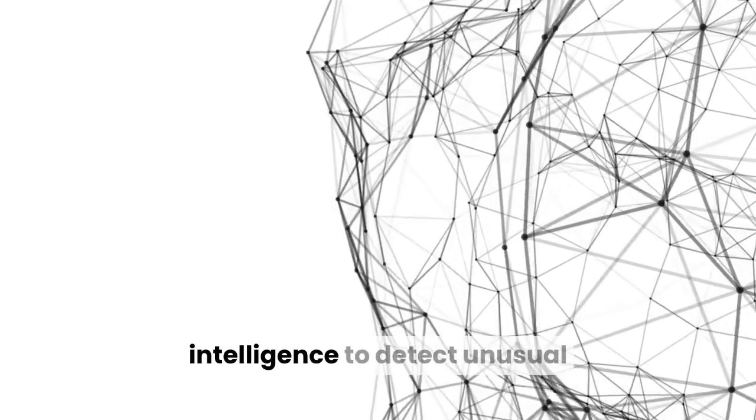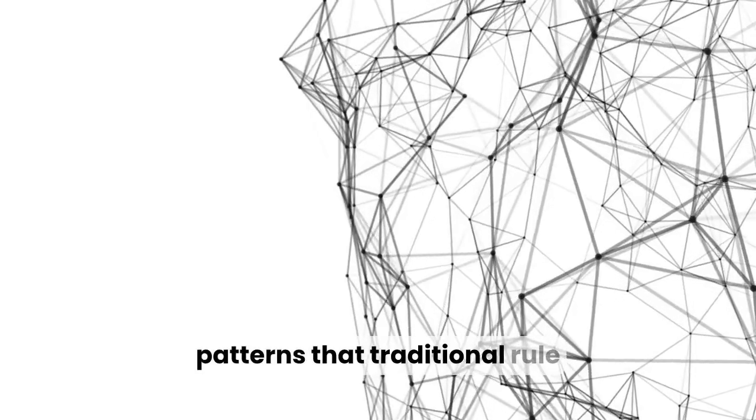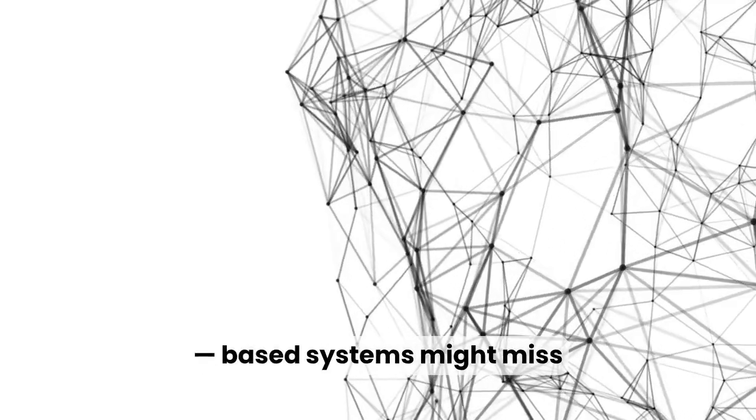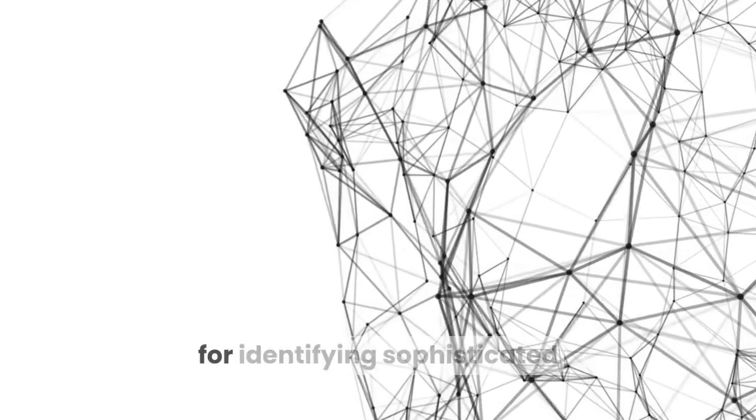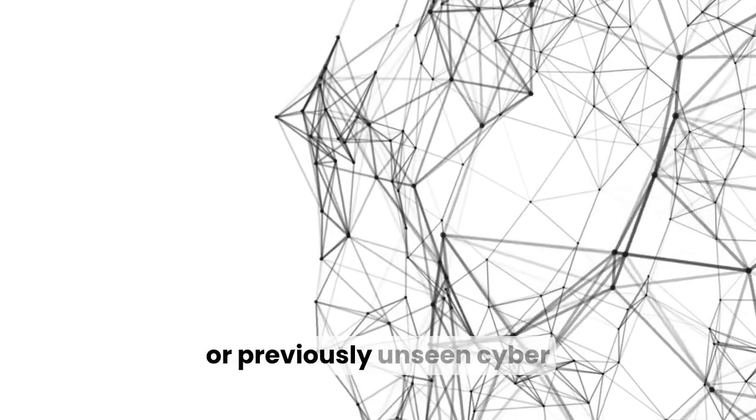Neural network-based correlation uses artificial intelligence to detect unusual patterns that traditional rule-based systems might miss, making it particularly useful for identifying sophisticated or previously unseen cyber threats.